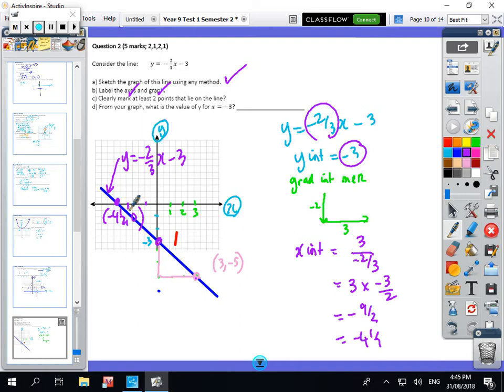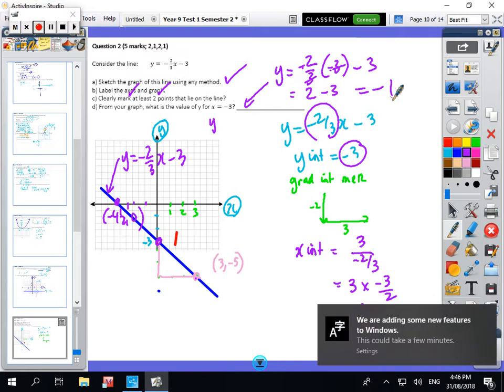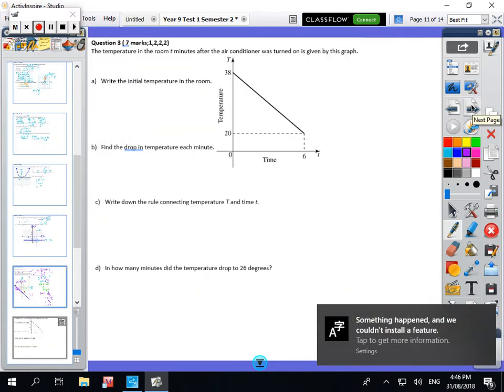But I'll just do it. y equals minus 2/3 times minus 3 minus 3. Minus and minus is a plus, the 3's cancel out. So I've got 2 minus 3. So I think the answer is minus 1. Okay, up to a few more questions to go.